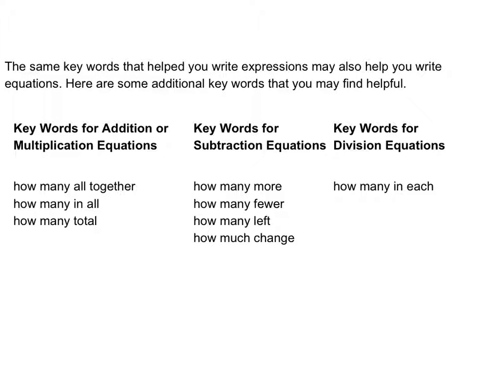So the same keywords that help you write expressions can also help you write equations. So here's some additional keywords that you might find helpful. For addition and multiplication equations, you could say how many together, how many in all, or how many total. For subtraction, you could say how many more, how many fewer, how many left, or how much change. And for division, they would say how many in each.